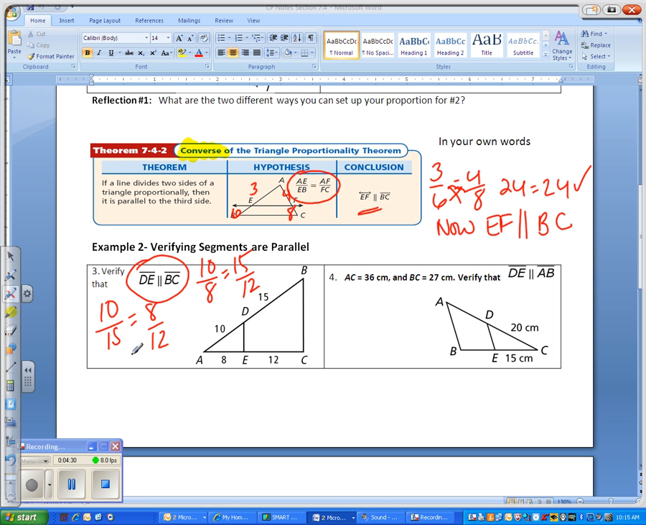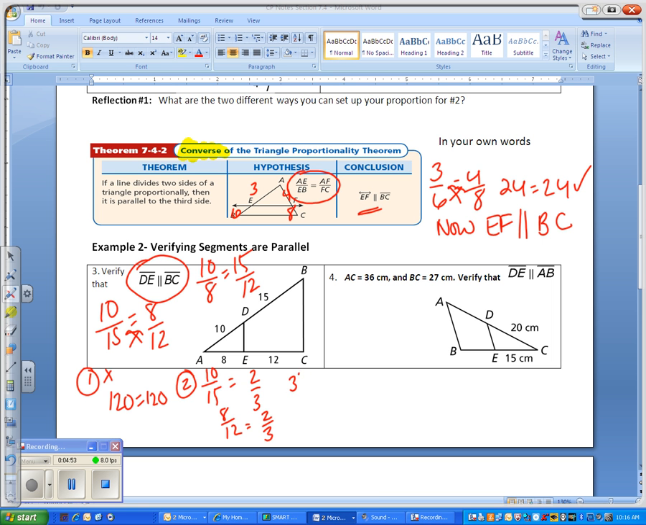Now from here, you can do one of 3 things. You can cross multiply and say, well, 120 equals 120. Another thing you could do is to reduce. So if I reduce 10 over 15 and divide both by 5, I'd get 2 over 3. And if I took 8 over 12 and reduced it, I would get 2 over 3.